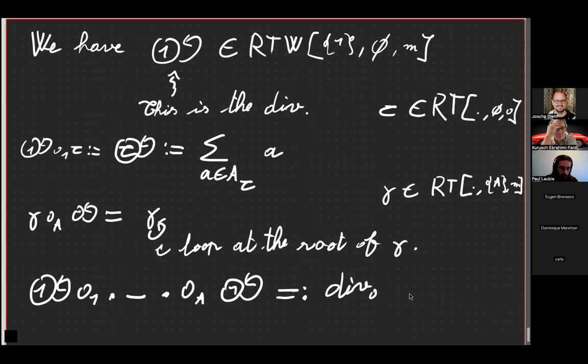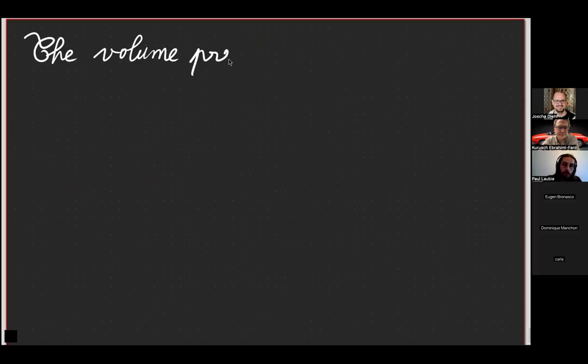And what we have is that the volume preserving B-series method.